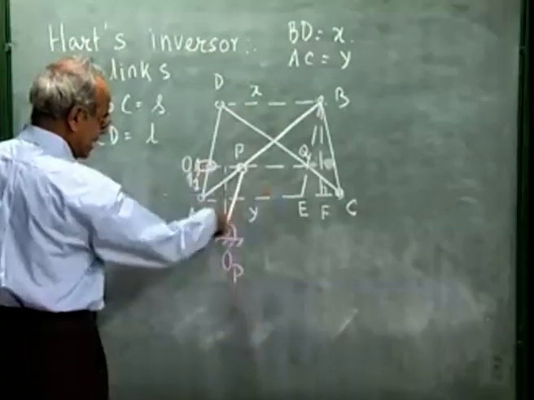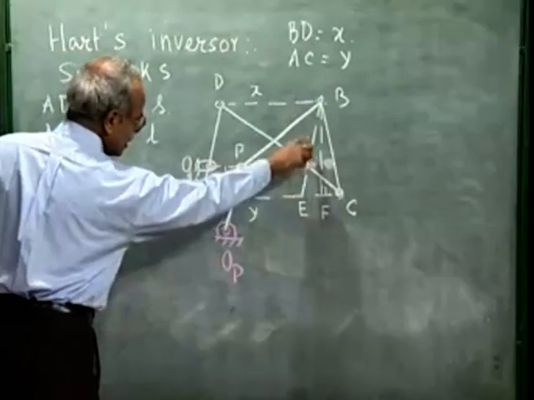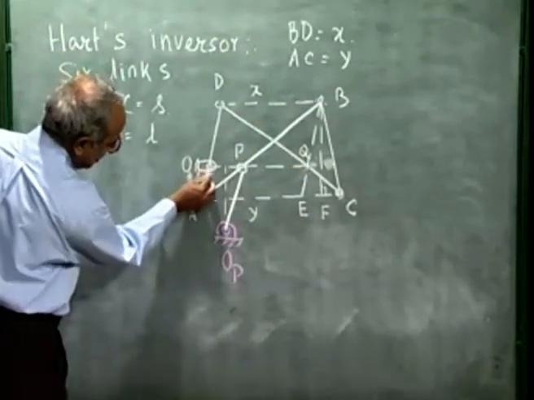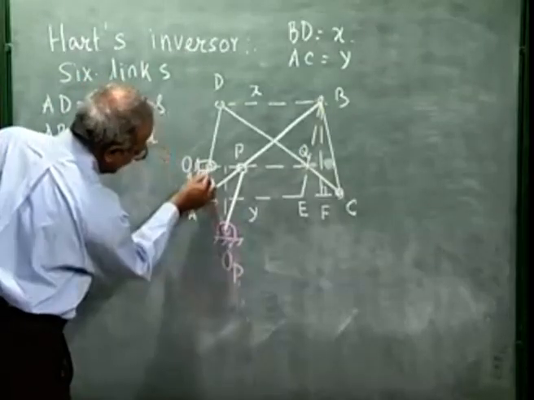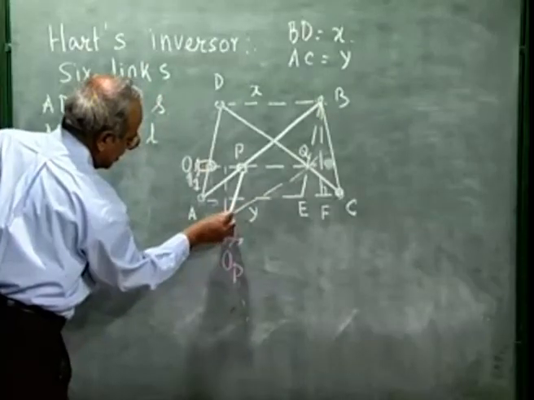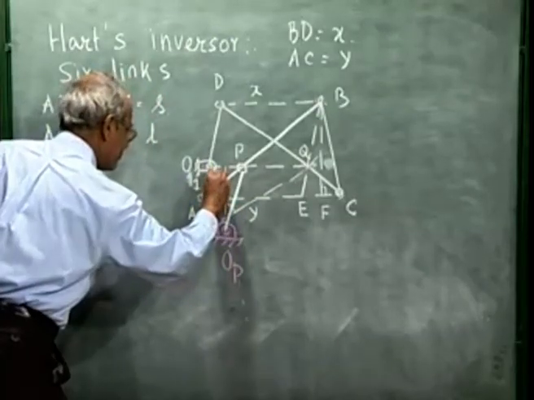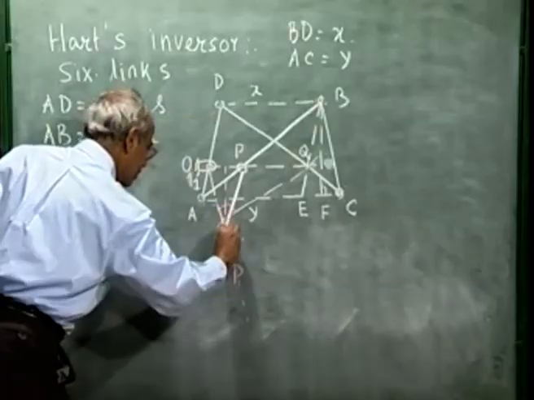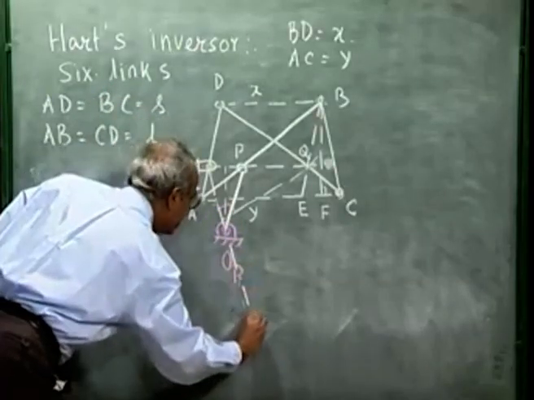Consequently, if this mechanism moves, the point Q will generate a straight line which will be perpendicular to the line O O_P. Q will generate a straight line which will be perpendicular to this line O O_P.